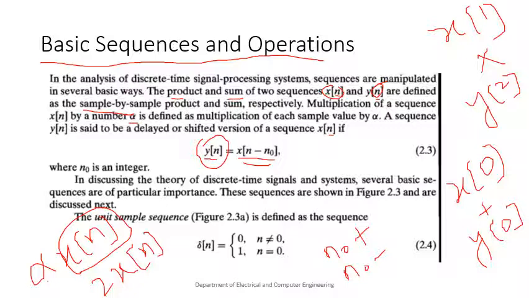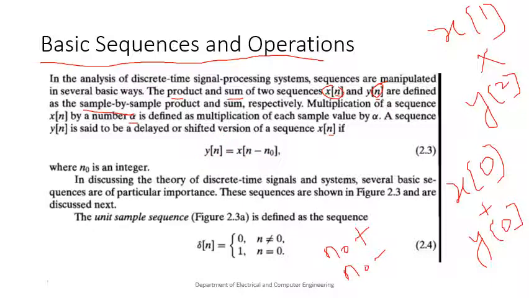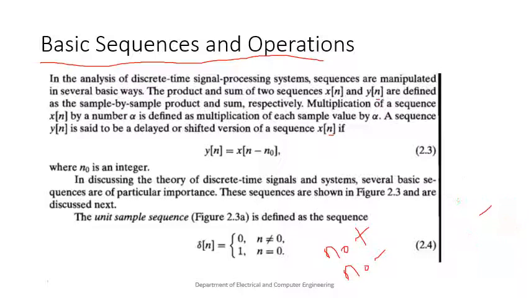So here we are talking about the two basic signals. We have talked about the operations. The operation for simple multiplication is scalar multiplication. So this alpha multiplication is scalar multiplication, and we have talked about the operation of shifting as well.